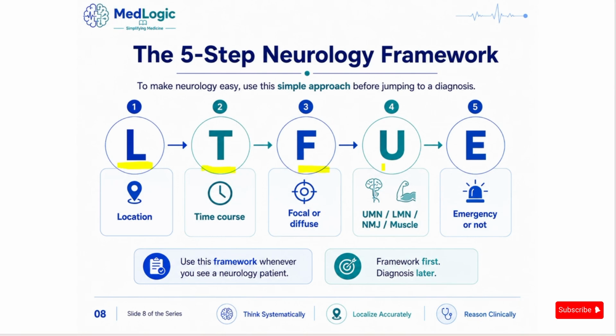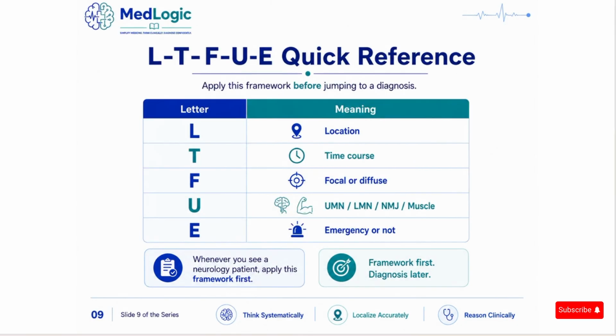L means location, T means time course, F means focal or diffuse. U means upper motor neuron, lower motor neuron, neuromuscular junction or muscle pattern. E means emergency or not. Whenever you see a neurology patient, apply this framework before jumping to a diagnosis.